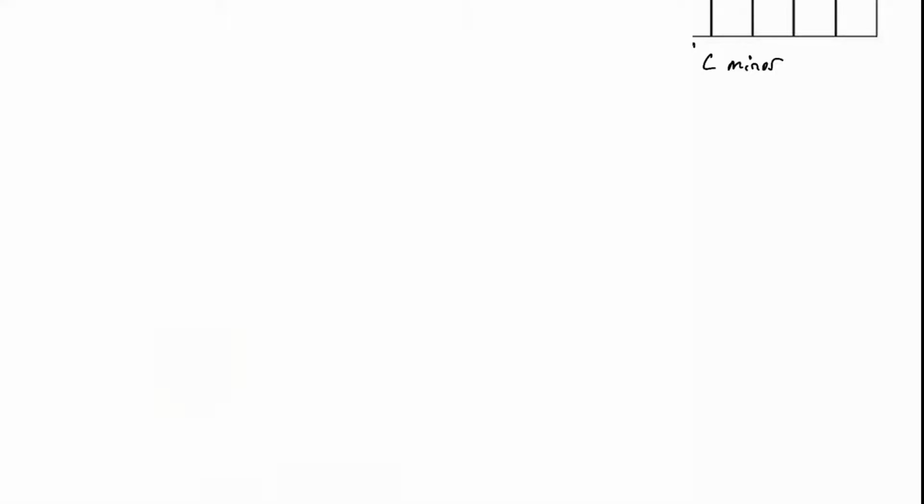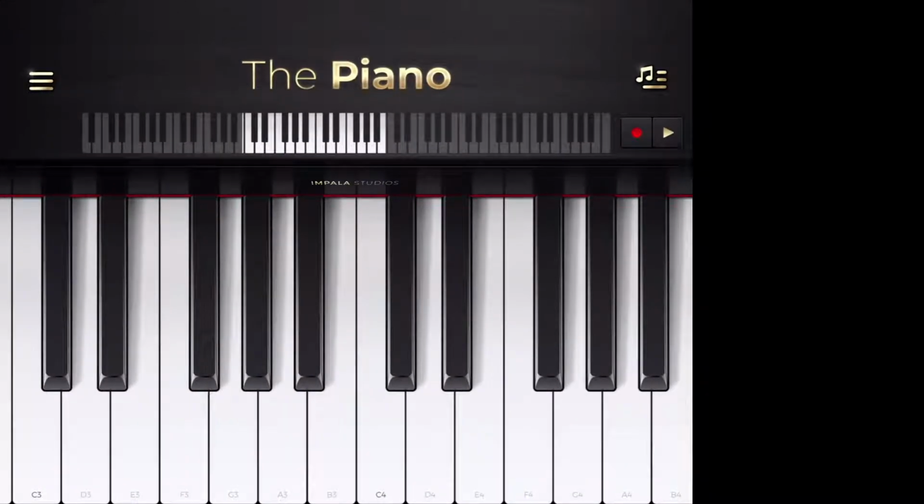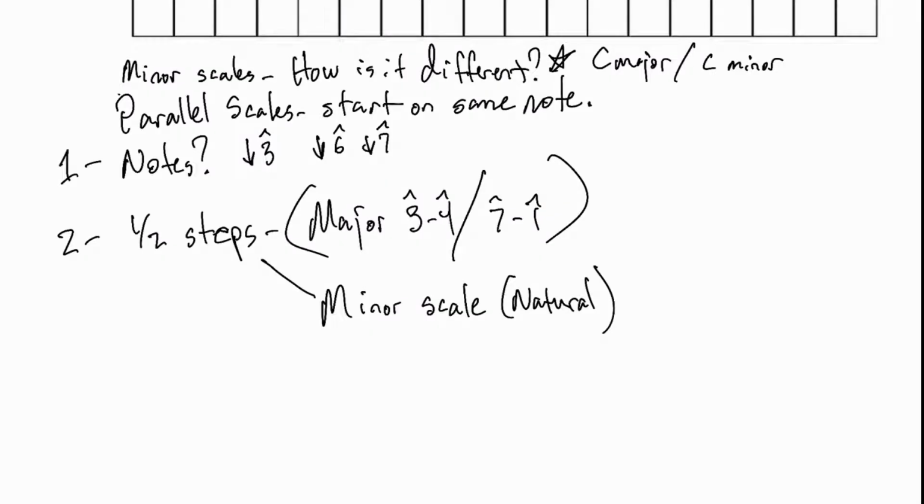Well, to do that, let's go back to our keyboard and count. So if we have C, D, E flat, there's a half step there between 2 and 3. And then E flat, F, G, A flat, there's a half step between 5 and 6. Whole step to 7, whole step back to 1. So the half steps in a minor scale are between 2 and 3 and 7 and 1.